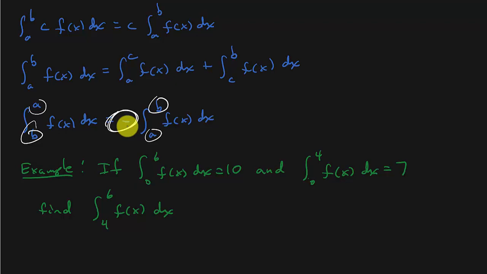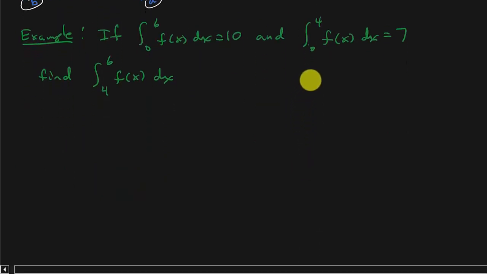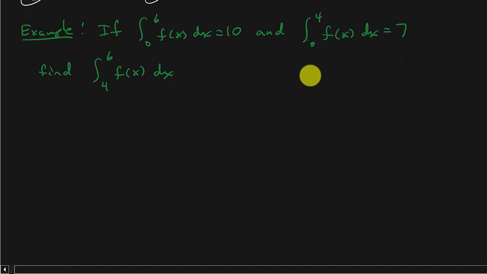All right, so let's look at this last example here. I know it's sad. It's the last example. I'm sure you're wanting to watch more. So it says if the integral f of x dx from 0 to 6 is equal to 10, and the integral f of x dx from 0 to 4 is equal to 7, they want us to find the integral f of x dx from 4 to 6.